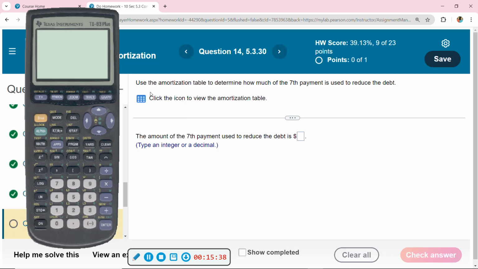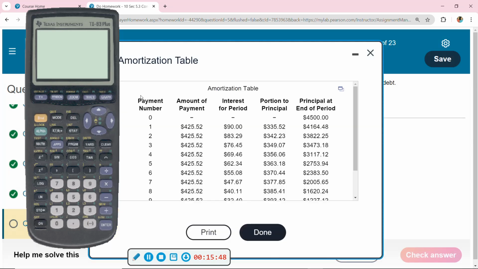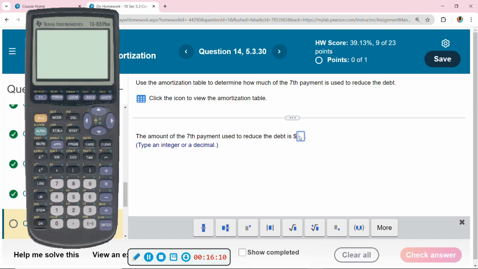Now, let's see, here's another amortization. Use the amortization table to determine how much of the seventh payment is used to reduce the debt. Well, this is the amount that's going on the principal. That's what's used to reduce the debt. So on the seventh payment, $377.85 are used to reduce the debt. So $377.85. Let me punch this in. Okay.